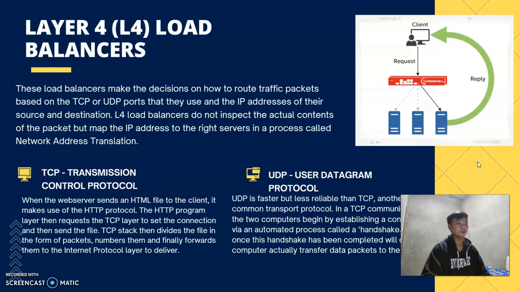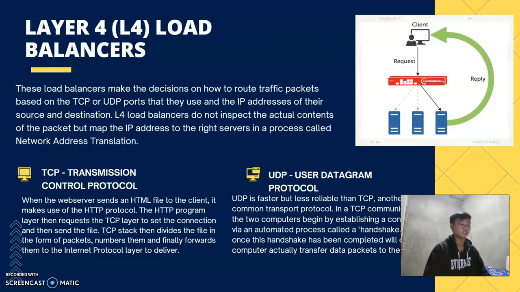So, layer 4 or L4 load balancer. This load balancer makes decisions on how to route traffic packets based on the TCP or UDP ports that they use and the IP addresses of their source and destination. L4 load balancers do not inspect the actual contents of the packets but map the IP address to the right servers in a process called network address translation.